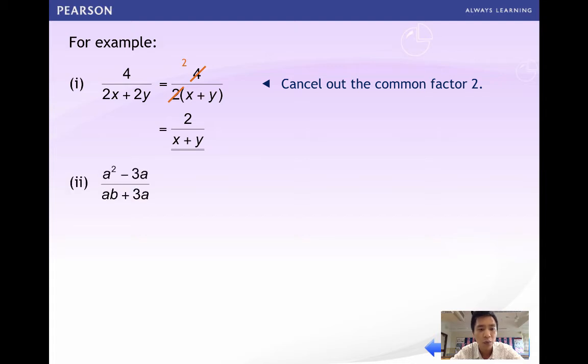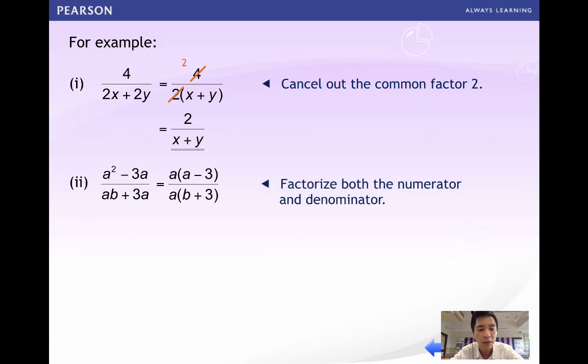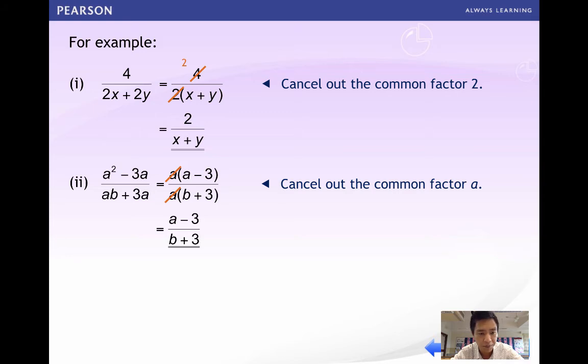For part 2, we have this. We try to factorize both the numerator and the denominator, like this. And for the factors, we have a at the numerator and also a at the denominator. We try to cancel out this common factor. So what is remaining is a minus 3 at the numerator and b plus 3 at the denominator. So the answer is a minus 3 over b plus 3.